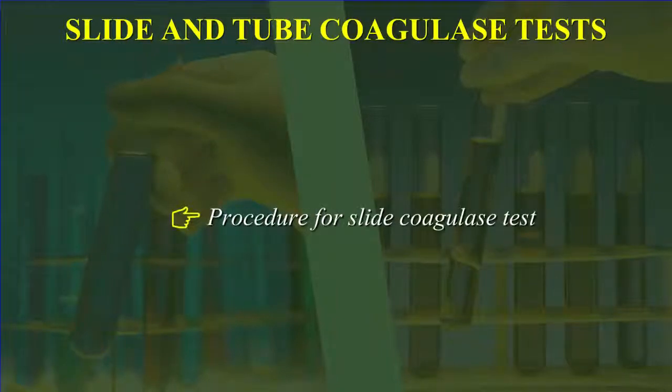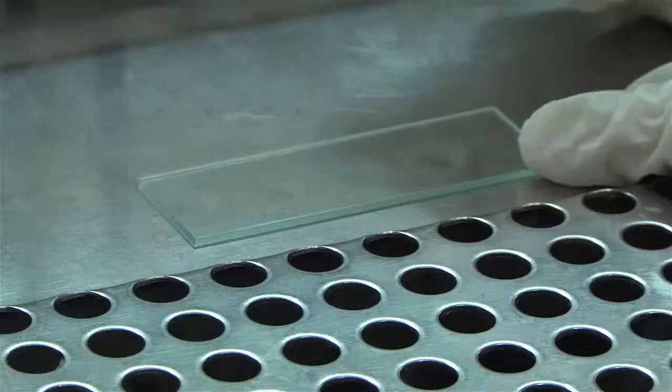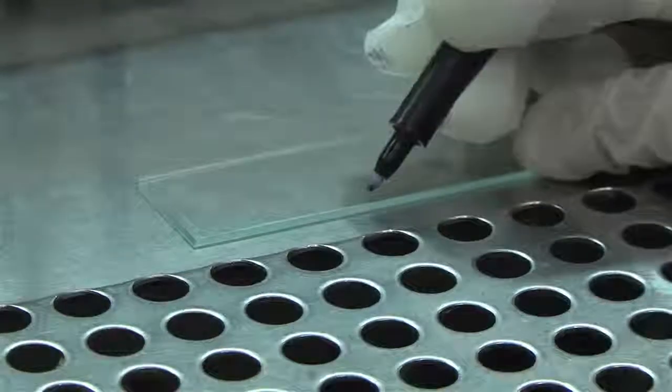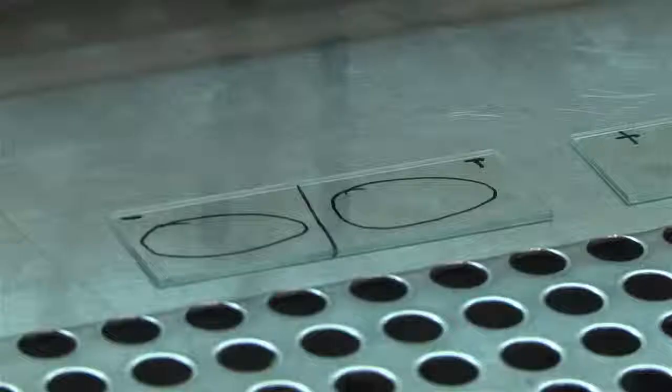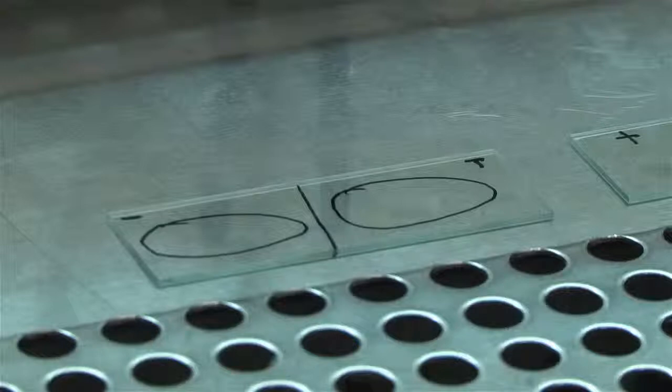Procedure for slide coagulase test. Take a clean grease-free glass slide and divide it into two sections using a glass marking pencil or a marker. Draw circles on the underside of the slide, designating the area where the test will be performed. Label one section as test and the other for normal saline control.